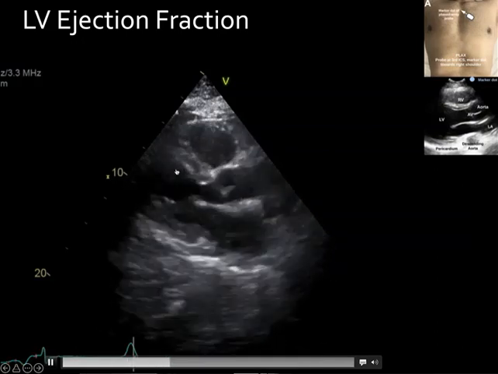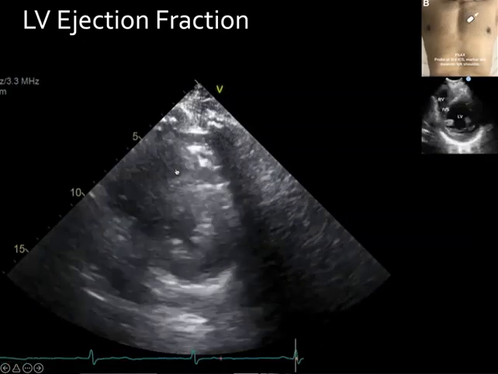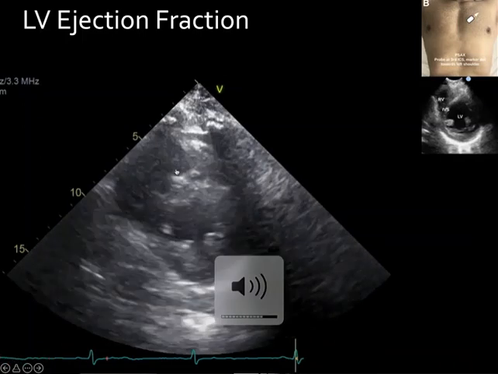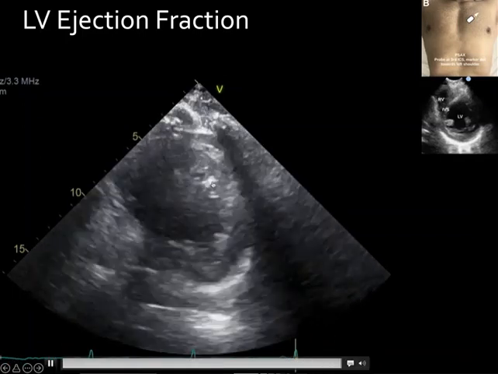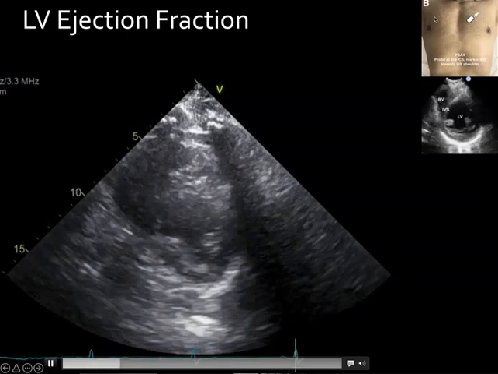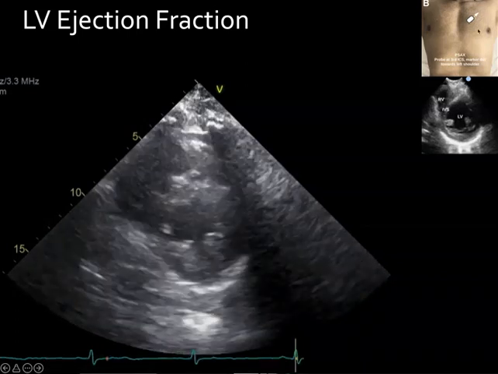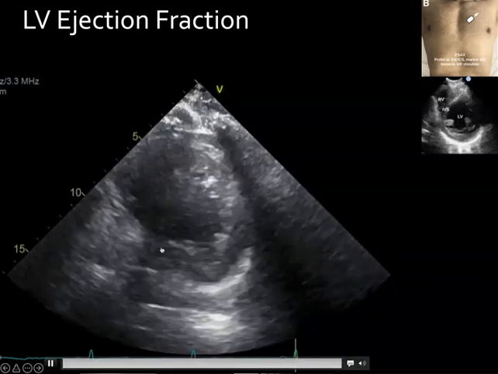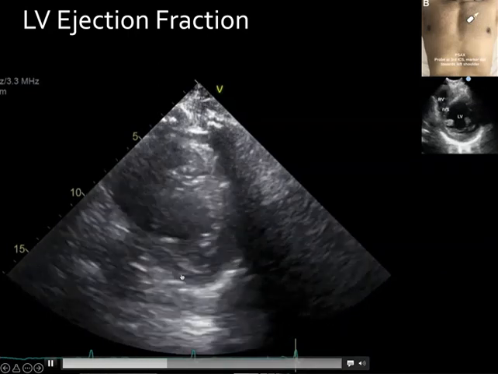This is your short axis view. Again, we are just changing the angle of the marker so that it is at 2 o'clock. And if you look at it, it looks like the LV is squeezing nicely, homogeneously, with all of the walls in this midsection.